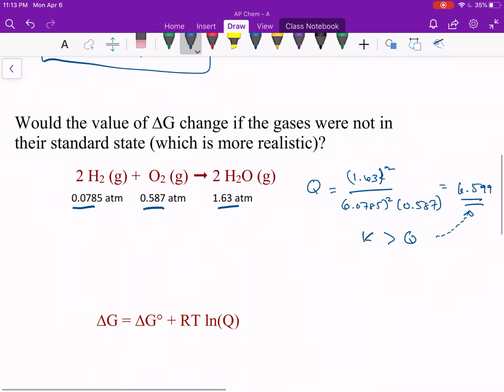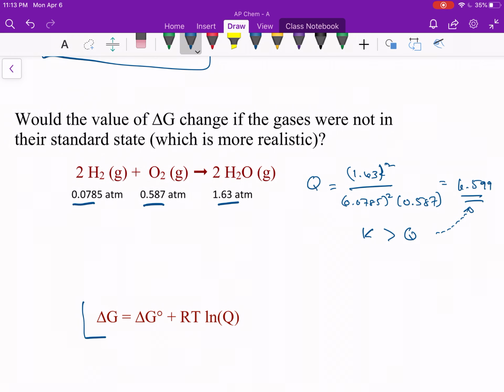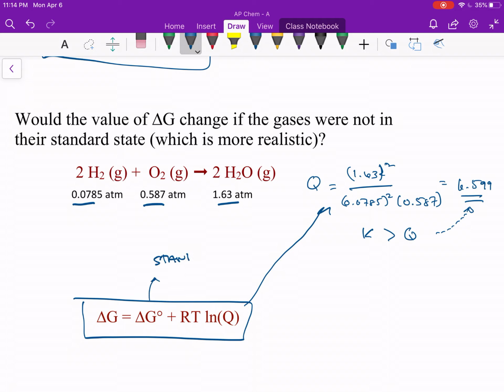Well, we can do that by using this formula here. We have delta G equals delta G naught plus RT natural log of Q. Q is there. Delta G naught is when we're in our standard state at a particular temperature, and we're not expecting that to change. So this will be our non-standard state delta G.